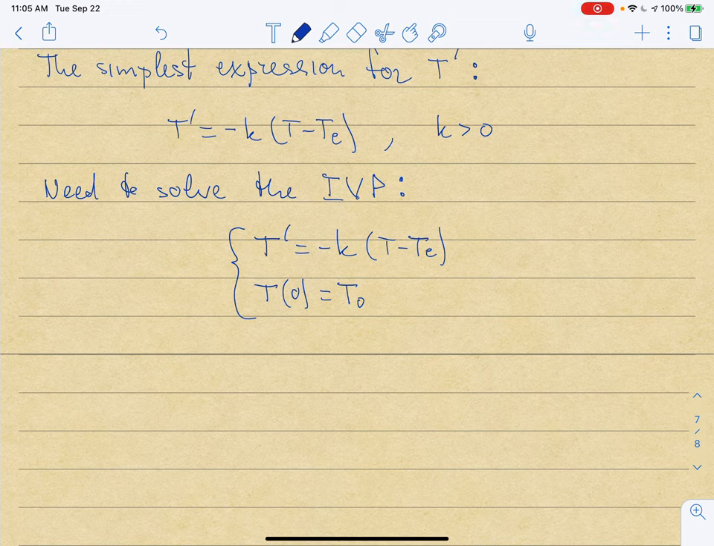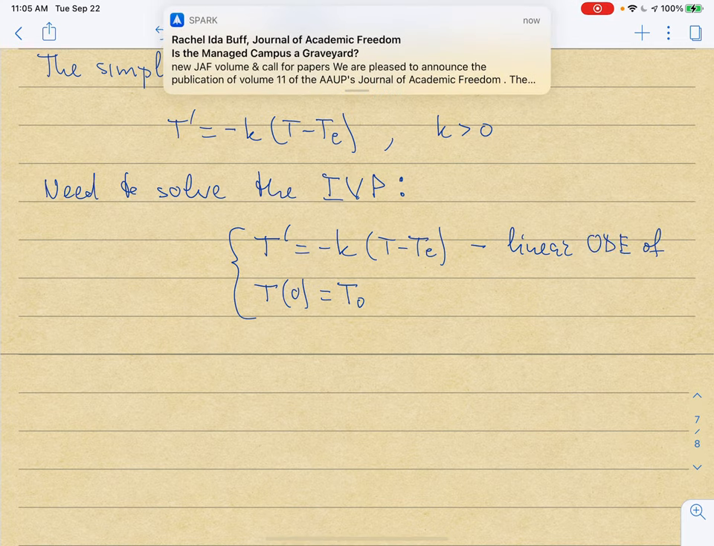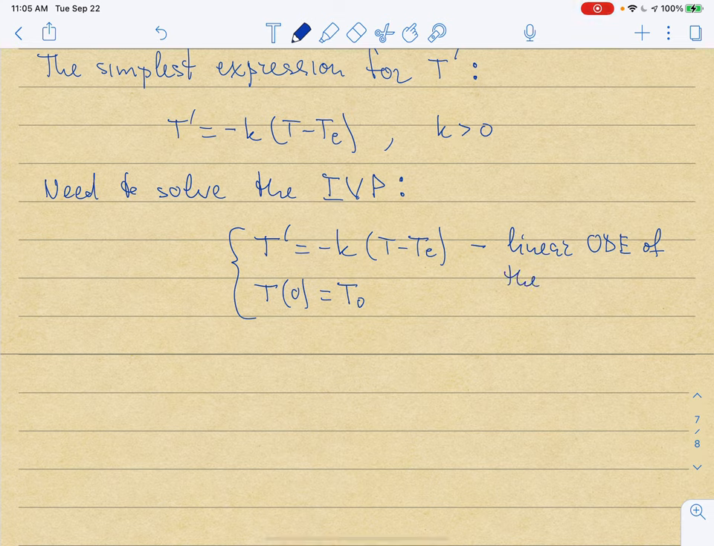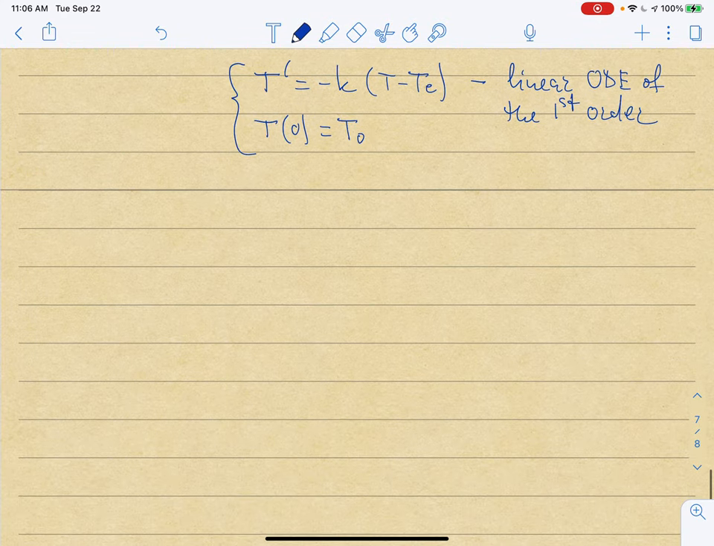Now, once again, if you look at the equation itself, it has T prime and it has T, and both appear in a linear way, so therefore this is a linear ODE of the first order. So I should be able to solve it. The way I'm going to solve it is going to be slightly unusual in the following sense. Solve the ODE.